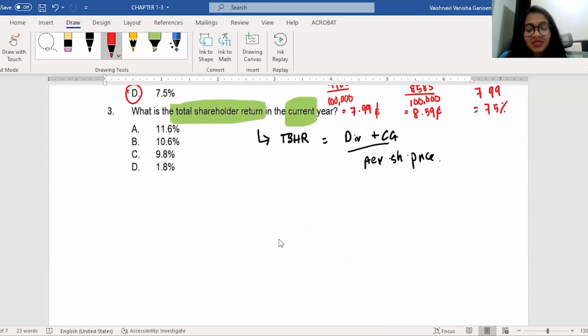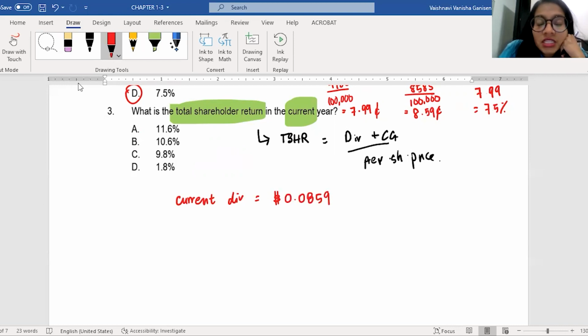You need to know what is the dividend per share, what is the capital gains for your shares. So I already have the dividend information because I've calculated it for the previous question, part 2, right? So my current dividend is equals to 0.0859. So guys, remember, I want all information to be consistent. If my dividend is shown in the cents formula, then my price has to be in cents. If it is shown in dollar, my price has to be in dollar too.